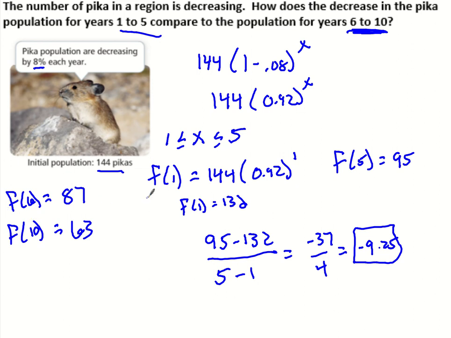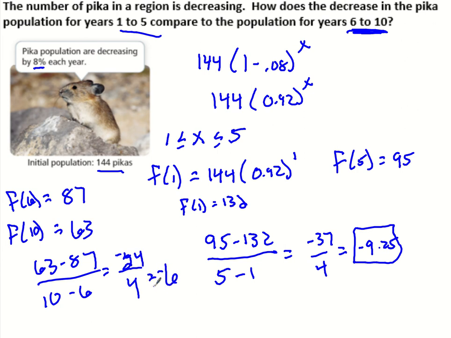So these are 2 points. Now I can find the average rate of change of these ones. I can do 63 minus 87 over 10 minus 6. And again, it's still a 4-year period that we're talking about here. Then I need to figure out what the subtraction is. Looks like it's going to be negative 24, which is going to give me negative 6 pica per year.